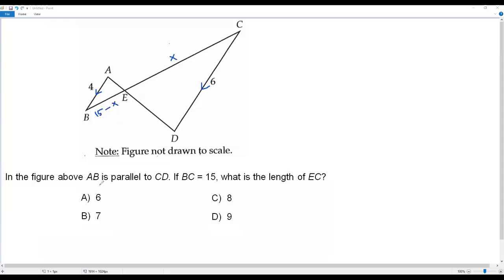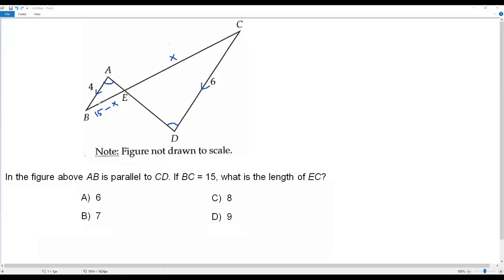Now let's consider this information. AB is parallel to CD, so the line segments AB and CD are parallel. Then what is this line segment AD called? It's a transversal, because this line segment AD intersects both the parallel line segments AB and CD. Then the angle at A and the angle at D are called alternate interior angles, and they must be equal to each other.